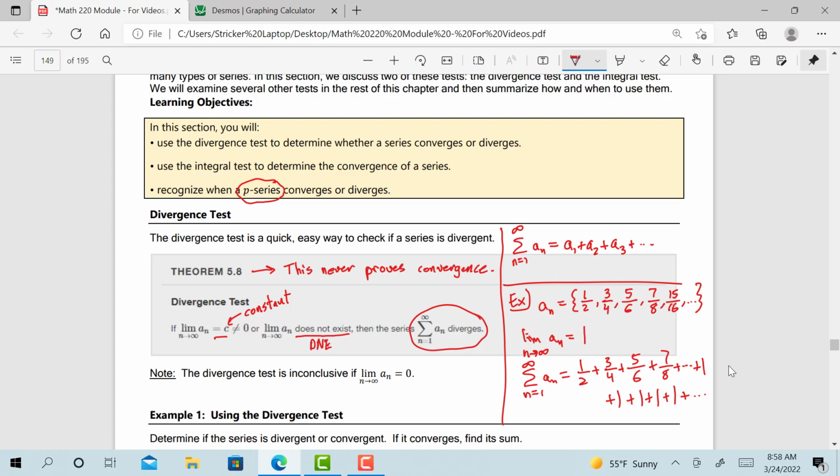adding 1, right? If your sum is 57 and you add another term of one, then you get 58. If you add another term, you get 59. If you add another one, you get 60, and so on. It's never going to add up to some finite value. In other words, it diverges. And so this fits with the divergence test, because the limit of our terms was some constant other than 0, it's going to diverge.